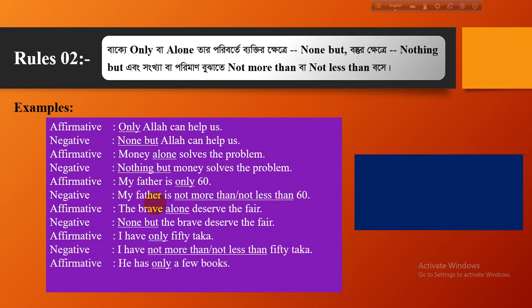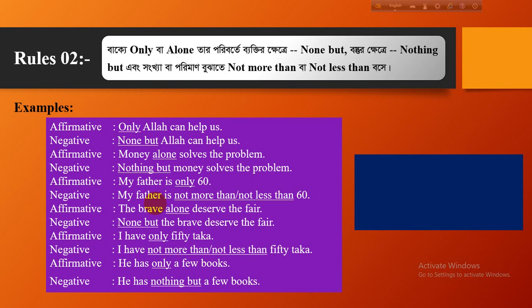The last one. He has only a few books. So the answer will be: He has nothing but a few books. You may be a bit confused because few indicates number. Don't worry, here the modifying word is books. As it is a thing, nothing but will be used.